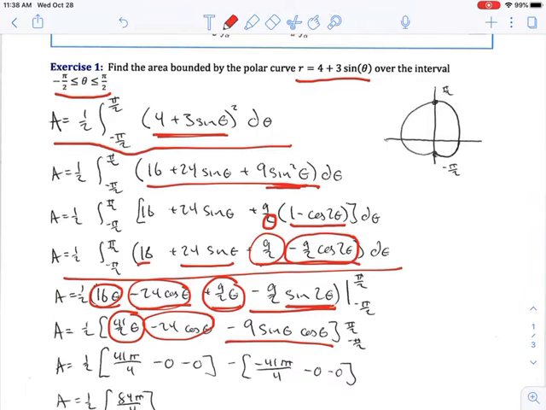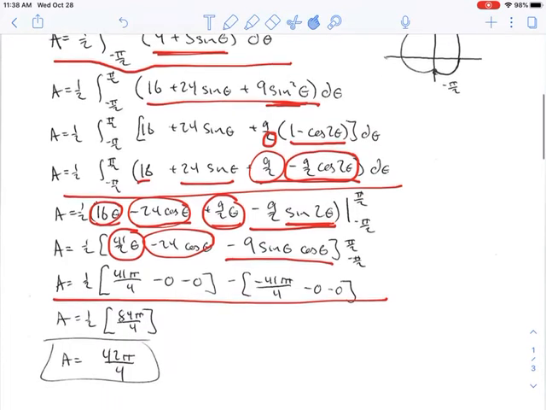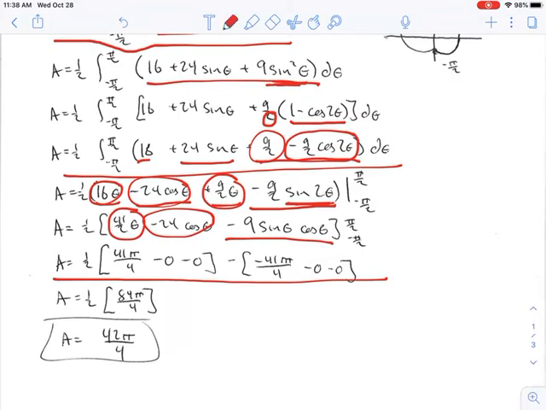I leave it to you to do the plugging in of these functions to evaluate that. You can use your calculator, you can use Desmos, or you can do it off the top of your head, whichever works for you. We end up with 1/2 times 41 pi over 4 minus 0 minus 0. When we plug negative pi over 2 in, we end up with negative 41 pi over 4 minus 0 minus 0. Those combine, and we end up with 84 pi over 4 times the 1/2.